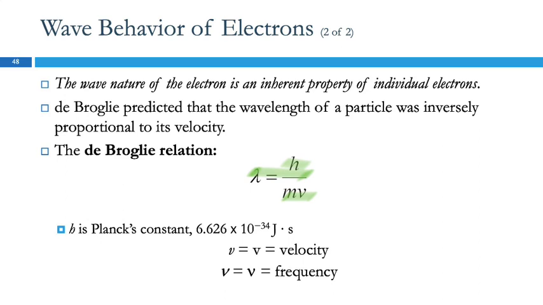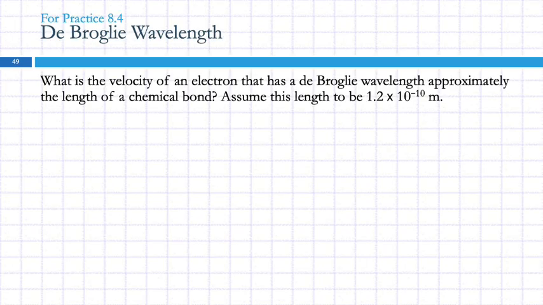So in this one, we've got Planck's constant again. There's Planck's constant. This is the mass of the electron, and this is the velocity of the electron in meters per second. And then this wavelength would be in meters. So we can use that to calculate velocities. So what's the velocity of an electron?